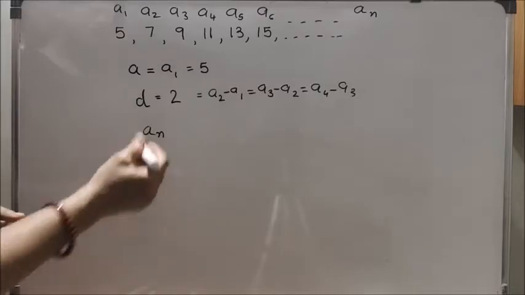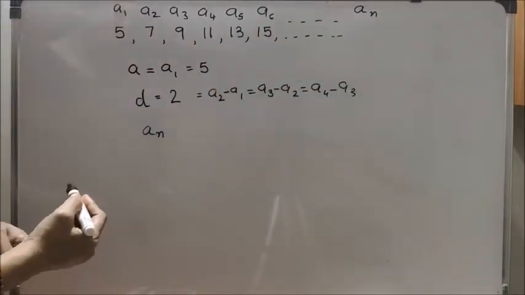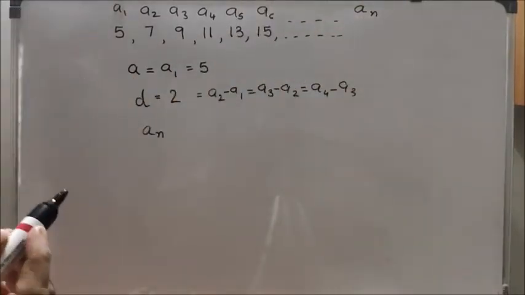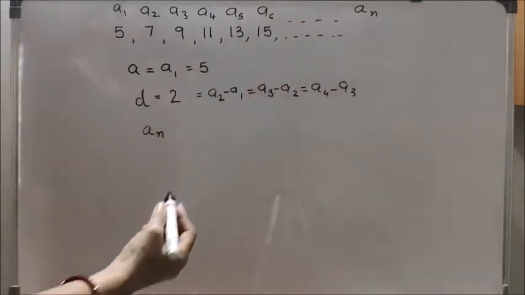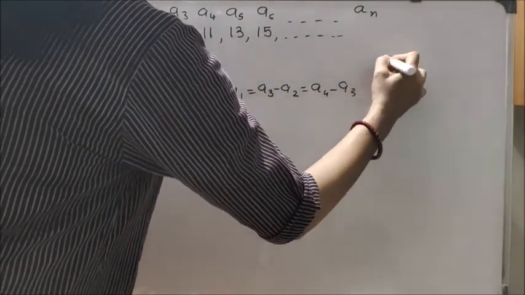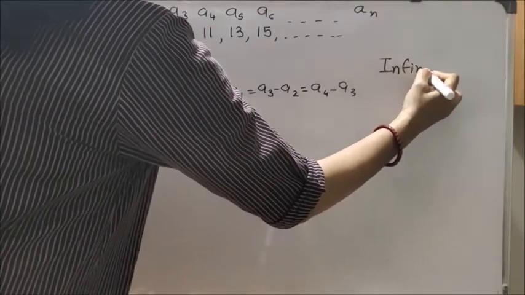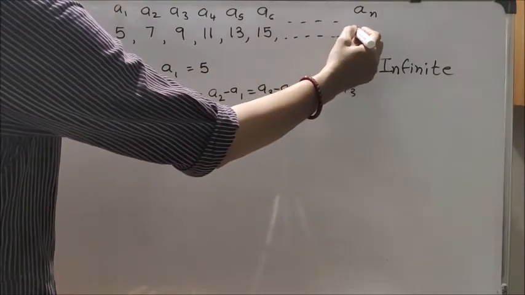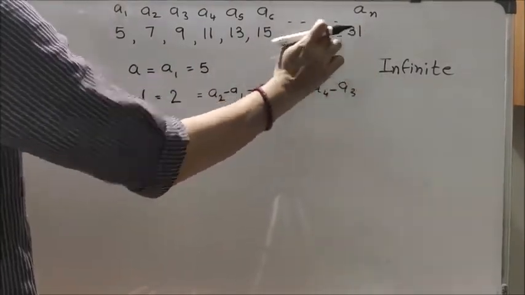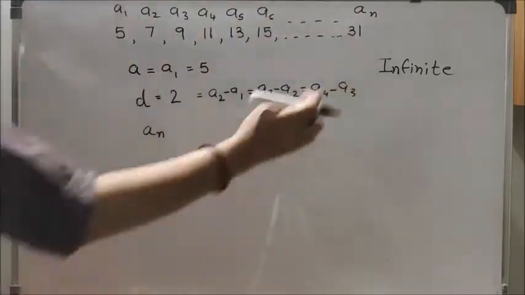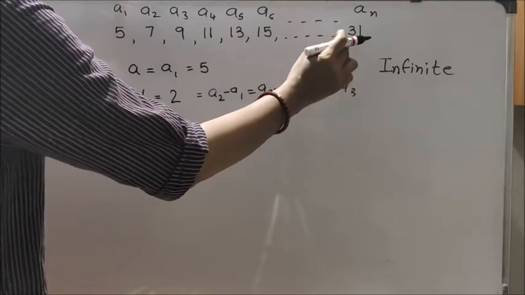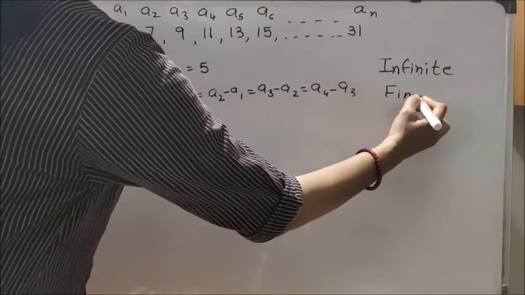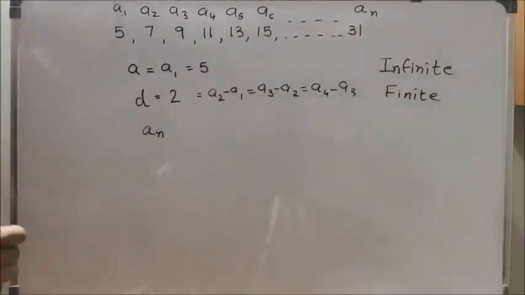Now when there are dots, that means this progression continues. And when there is no last term given in an arithmetic progression, it is called an infinite progression. But suppose here it is given 31 and there are no dots after it. That means this is the last term. Such an arithmetic progression which has a last term is called a finite AP, or a finite arithmetic progression.